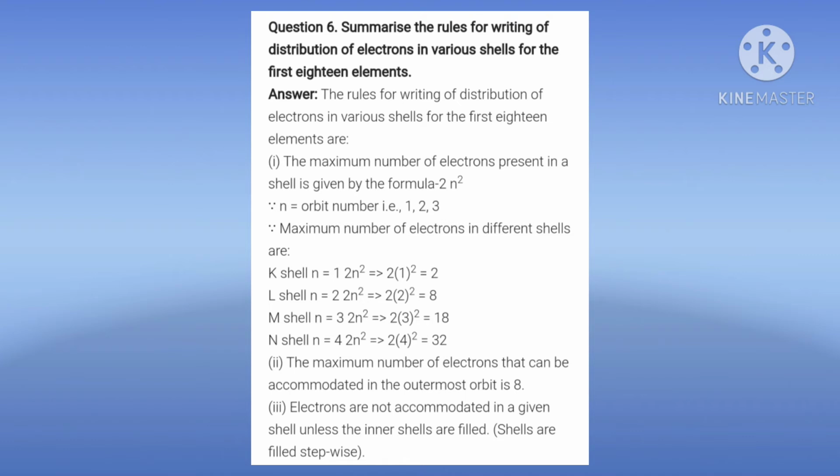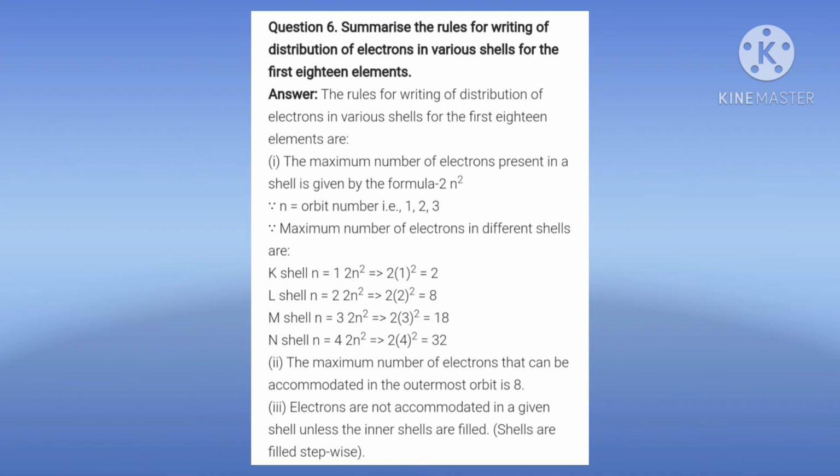L shell, that is number 2. Then 2n square is equal to 2 into 2 square, that is 2 into 4, that will be 8. M shell, that is the third shell. 2n square will be 2 into 3 square, that is 2 into 9, that is 18. Then N shell, that is n is equal to 4. 2n square will be 2 into 4 square, so 2 into 16, that will be 32. So this is about the maximum number of electrons in all the shells.